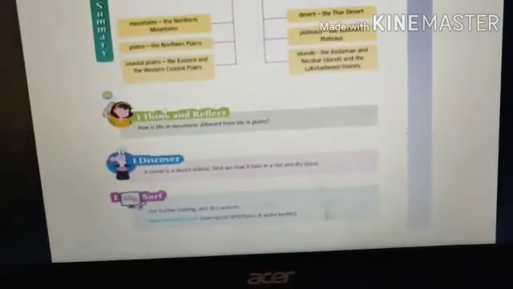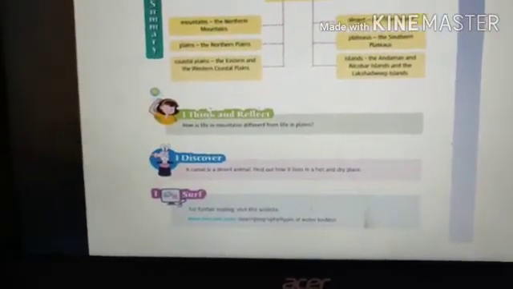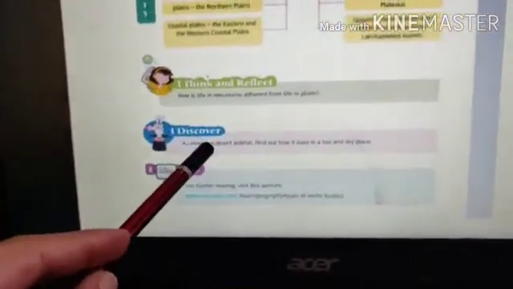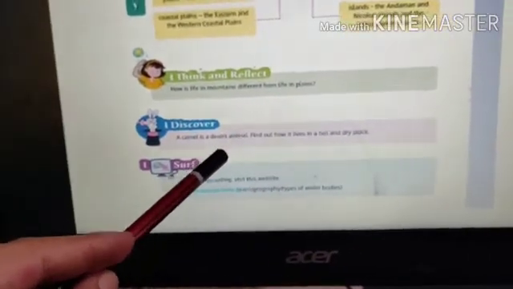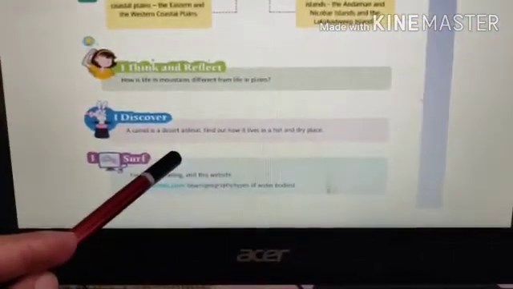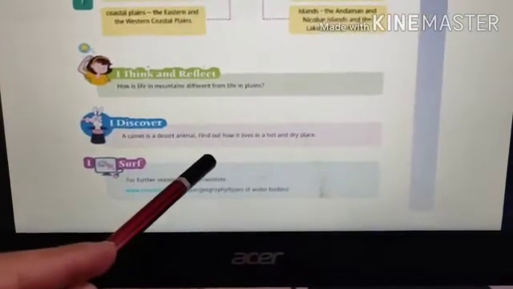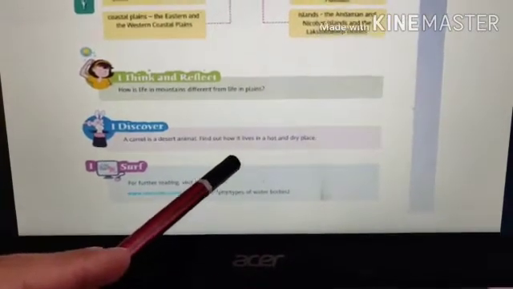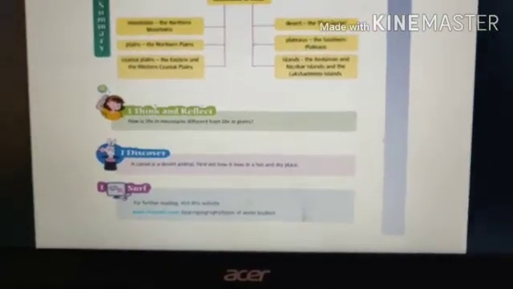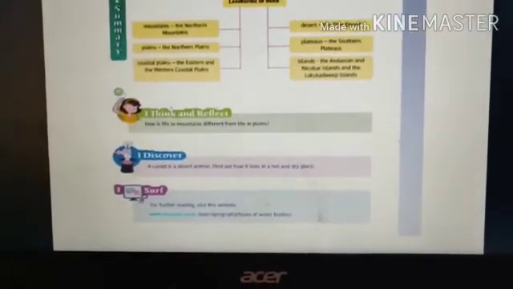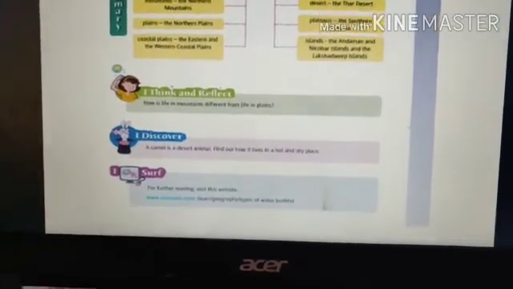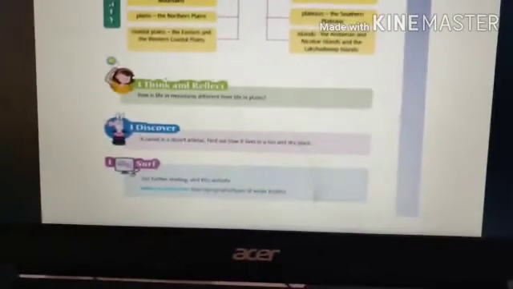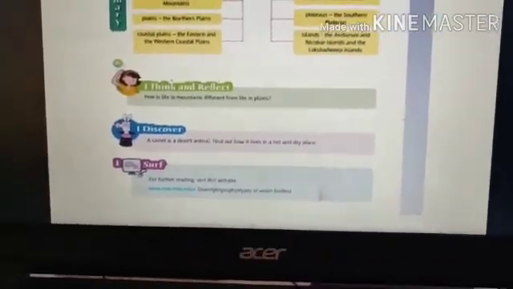Next is the "I Discover" section. A camel is a desert animal. A camel lives in the desert. You have to find out how it lives in a hot and dry place. Camels have adapted and found ways to help them survive in the deserts.